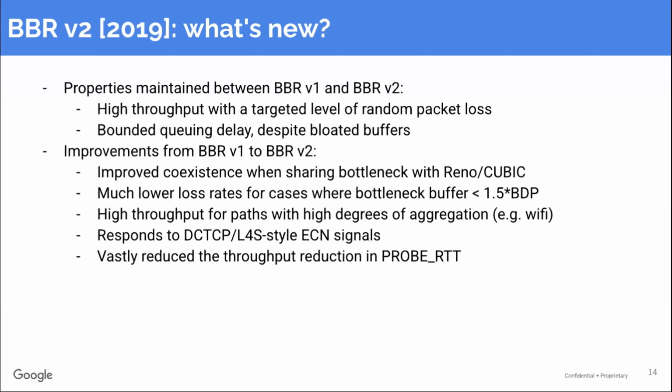And we've improved the throughput for paths with high degrees of aggregation. Here, most commonly Wi-Fi, but also cellular and DOCSIS links have these properties. Also, BBR version 2 can use ECN, or explicit congestion notification, signals in environments such as data centers or high-speed private WANs, where you're able to configure DCTCP or L4S style ECN signals so that your routers or switches can explicitly signal congestion.